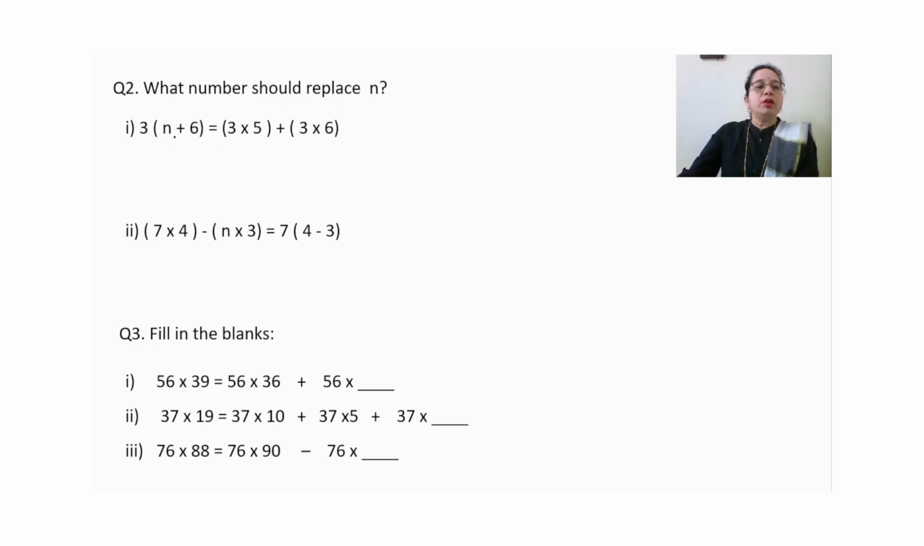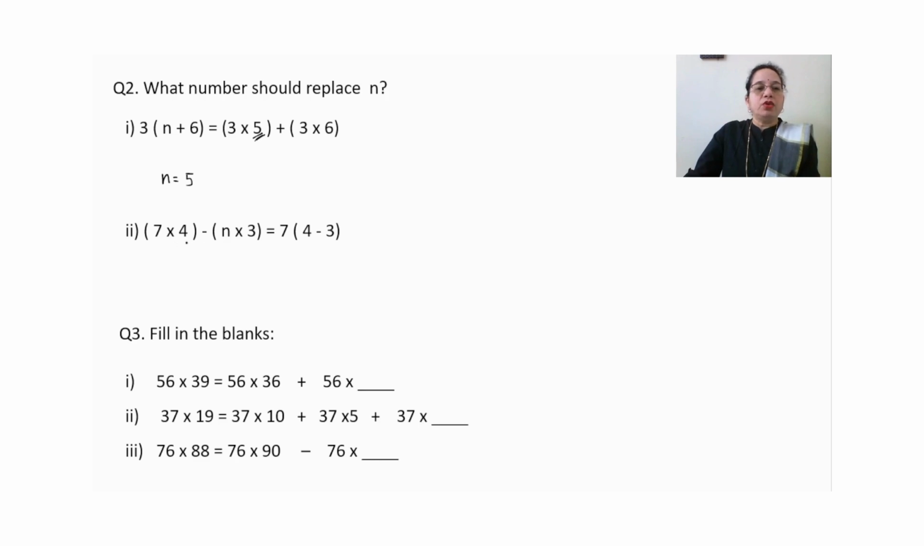Here you need to replace n with a number. You can observe the right hand side part: 3 multiplied by 5, 3 multiplied by 6. Here 6 is there, so which number is missing? Number 5 is missing. What does it mean? If I write n is equal to 5, then 3 multiplied by n is 3 multiplied by 5. This way we compare and try to find the value of n.